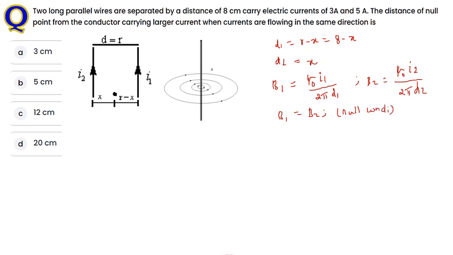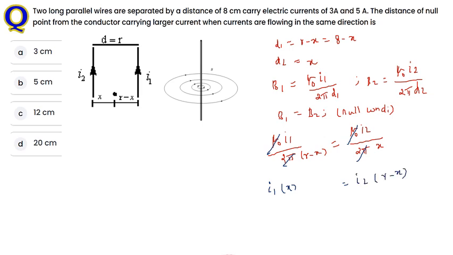Okay, now I just substitute the values over here. B1 value here is mu naught I1 and 2 pi, D1 here is what they have given, R minus X, and mu naught I2 divided by 2 pi, D2 here is what they have given, that is X. Now from this one, what are the common terms that we cancel over here? See, this mu naught will be cancelled here. This 2 pi will be cancelled here. See, from this one, I1 into X will be equal to I2 into R minus X.